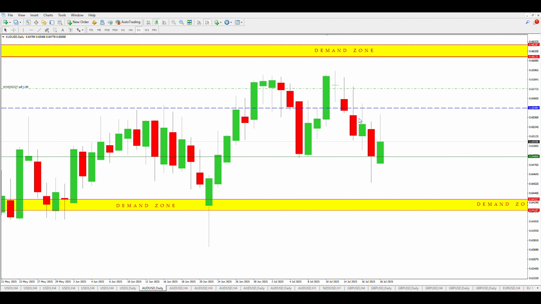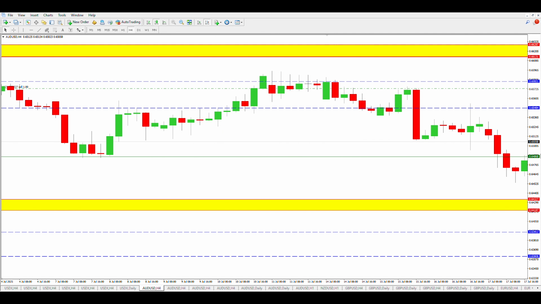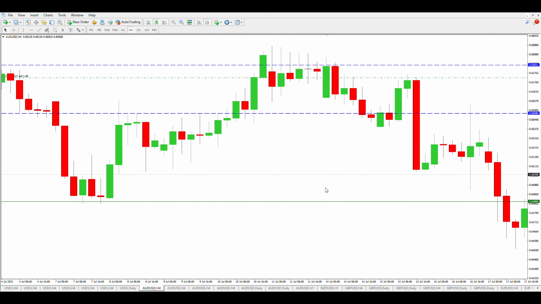But back to the demand zone. If the buyers were not going to push the price, they were going to position themselves at this lower time frame demand zone, 0.65821. That's where the buyers took their profits. It is a lower time frame demand zone, and that's exactly where they took their profits.